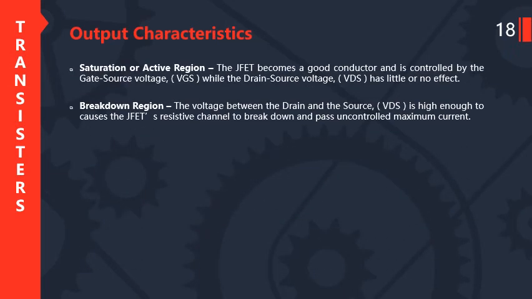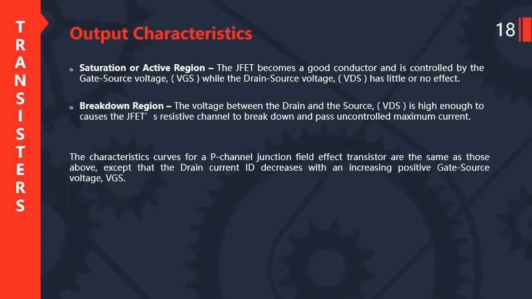Next is saturation or active region. The JFET becomes a good conductor and is controlled by the gate source voltage VGS, while the drain source voltage has little or no effect. Breakdown region. The voltage between the drain and the source, VDS, is high enough to cause the JFET's resistive channel to break down and pass uncontrolled maximum current. This is called the breakdown region.